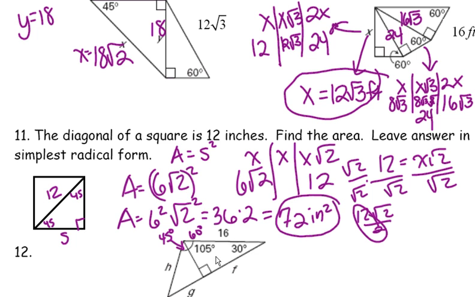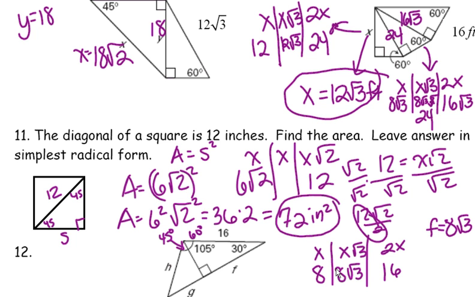And what I know about my 30, 60, 90 is I know that the hypotenuse is 16. So in my x radical 3, 2x, I know the 2x, and I know that it's 16, which means that x is 8, and this is 8 radical 3. Okay, so the way that helps me is, first of all, I've found f. F is the long leg of my triangle, so I know that f is 8 radical 3.